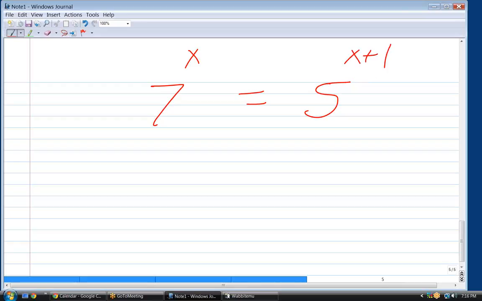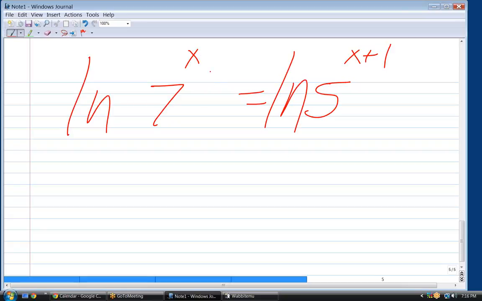Notice the problem with taking the log base 7 of both sides. Also, the problem of taking the log base 5 of both sides. You end up with different base logs. So when I encounter a problem like this, I don't take the log base 7. I'm just going to take the natural log of both sides.